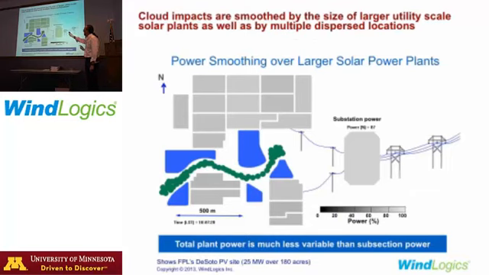And also I mentioned the smoothing: for this 25 megawatt project, the power output at the meter here is a lot smoother than it's going to be at any individual panel there. So these large projects actually have benefits. There are reasons why you get more smoothing from a larger project, just like you would with a larger wind project.